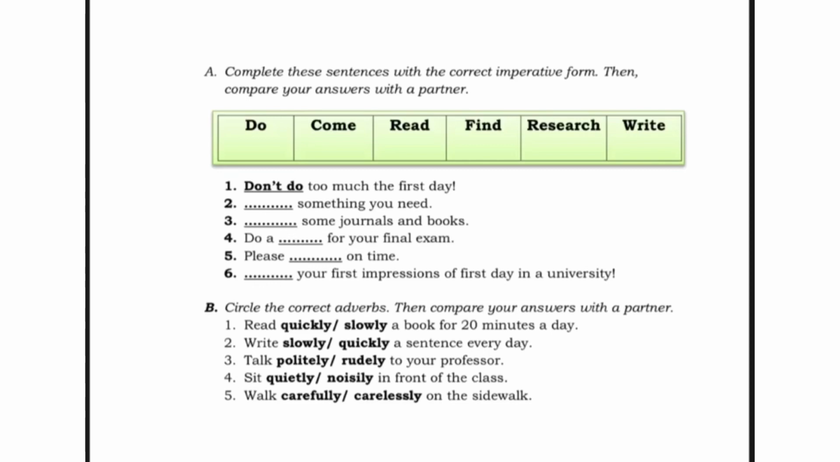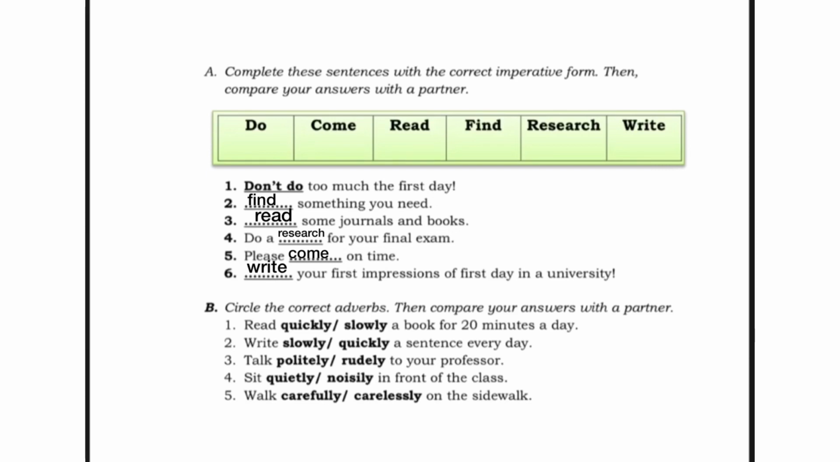For example, look at number 1. Don't do too much the first day. Number 2. Find something you need. Number 3. Read some journals and books. Number 4. Do research for your final exam. Number 5. Please come on time. Number 6. Write your first impression of the first day in university.